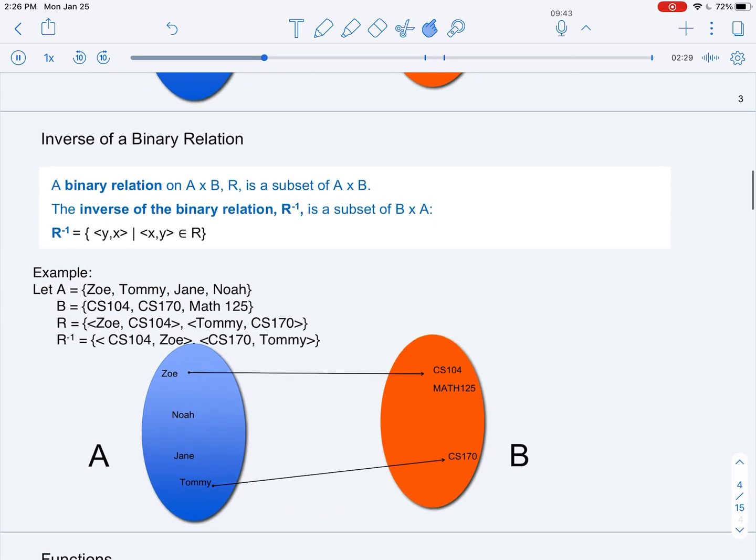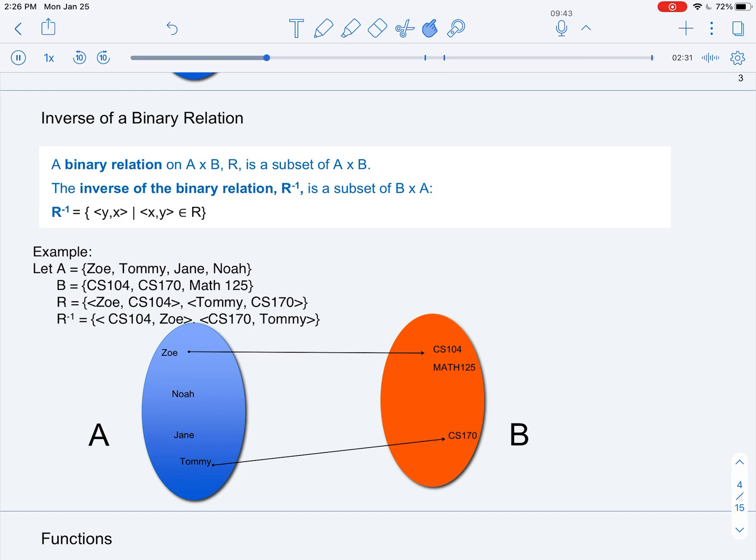Now, let's consider the inverse of a binary relation. A binary relation is on the Cartesian product of A cross B, and its inverse, the inverse of the binary relation R, is a subset of the Cartesian product of B cross A. So the inverse of a binary relation is the set of all ordered pairs y, x, such that the ordered pair x, y is in the binary relation. So in plain terms, it's the set of all ordered pairs where the ordered pair in the original relation, x, y, is flipped. Now let's look at a concrete example.